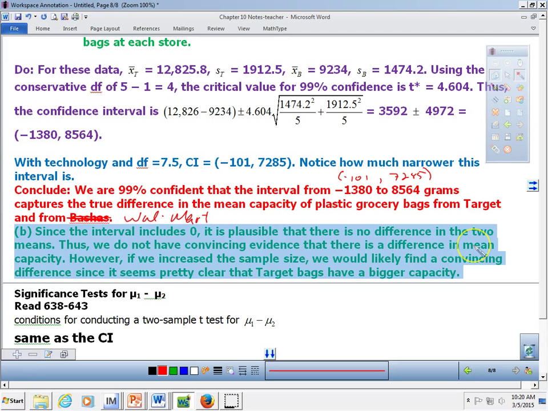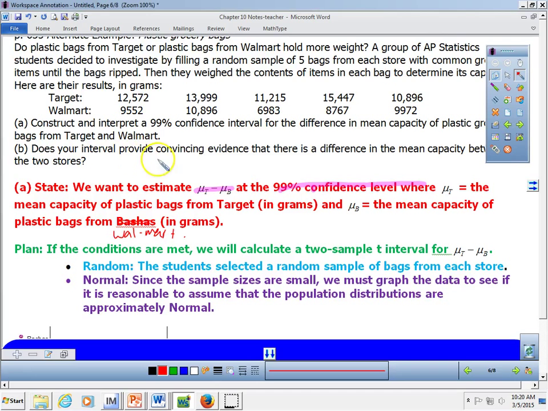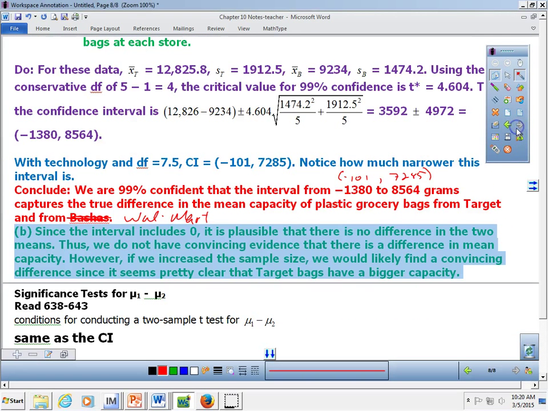Okay? Now, question B. Go back to that real quick. Question B, does your interval provide convincing evidence that there's a difference in the mean capacity between the two stores? Okay? Well, we just talked about it, right? I mean, the confidence interval suggests that Walmart bags are stronger on one end and then Target bags are stronger on the other. So it doesn't really provide conclusive evidence that one is stronger than the other.